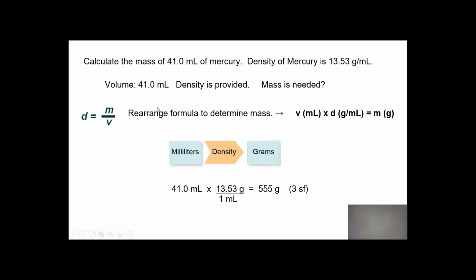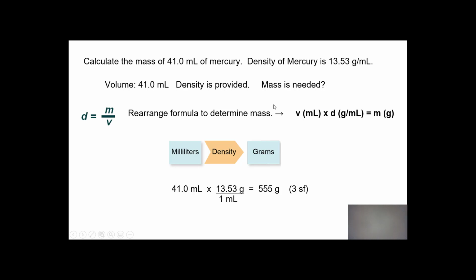Calculate the mass of 41.0 mL of mercury. The density of mercury is 13.53 grams per mL. This is a perfect example. It wants the mass, but it's giving you the volume and it's giving you the density. So I jumped straight to a problem where we rearrange this formula, and we'll rearrange this formula a lot in this class. You need to understand that it's not just a straight way of determining density. We can determine mass and we can determine volume, which we will. So we rearrange this to solve for mass. That means volume times density is going to equal mass.